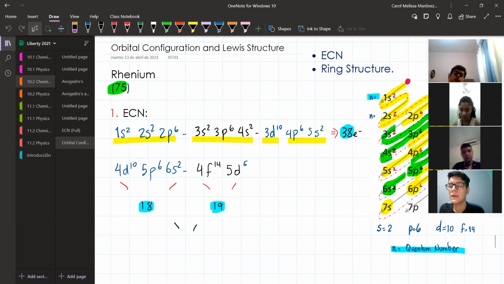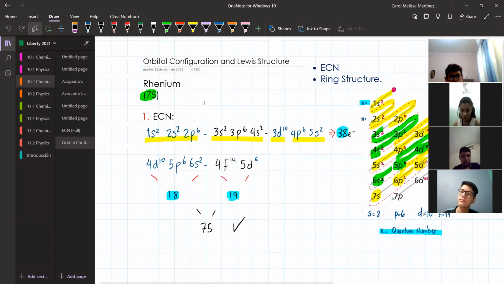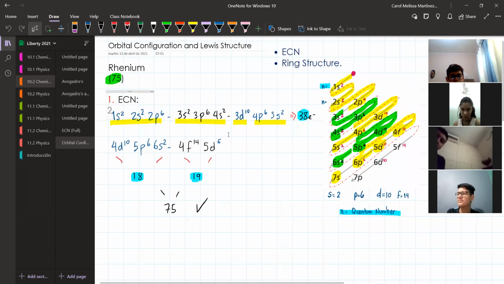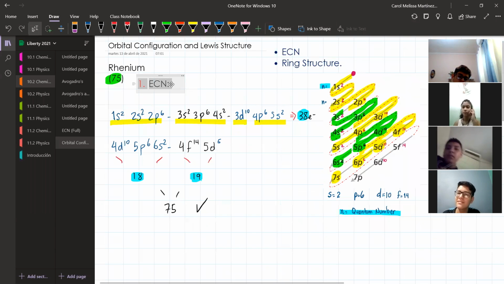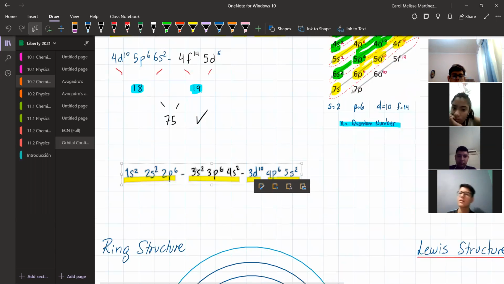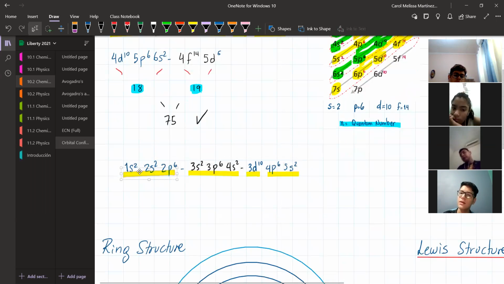I got 75, so it means that the electron configuration is full, is complete. Okay, now what I'm going to do is write it again in a single line, because I like it that way. So I'm going to copy and paste. So the full configuration is this one.